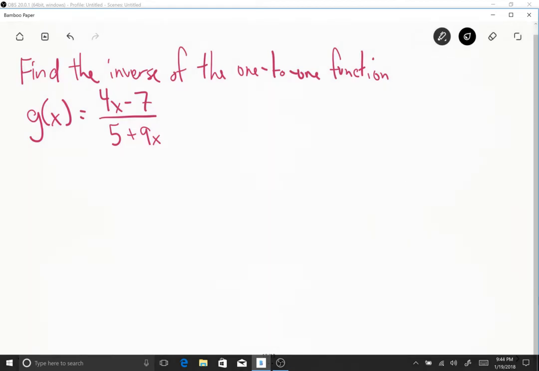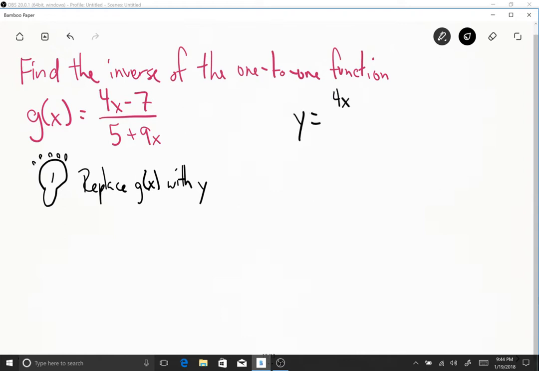Okay. So what's that first step? So we'll take step 1. Replace, now we no longer have f of x, but we'll replace g of x with y. So we get y equals 4x minus 7 over 5 plus 9x. What's our second step?